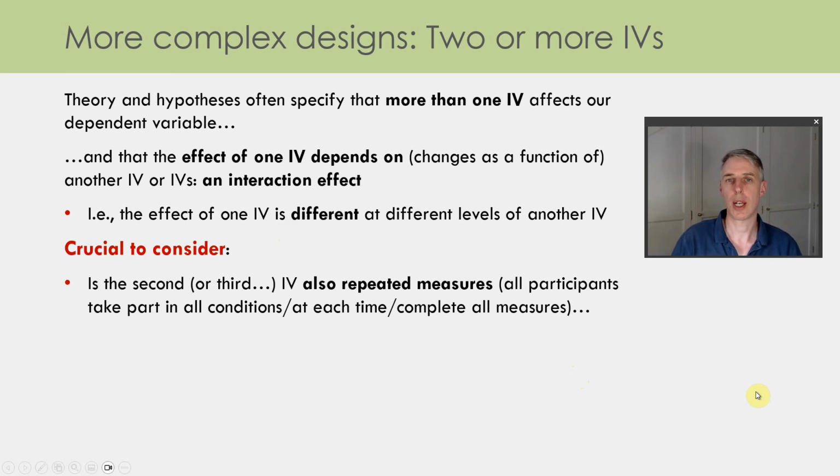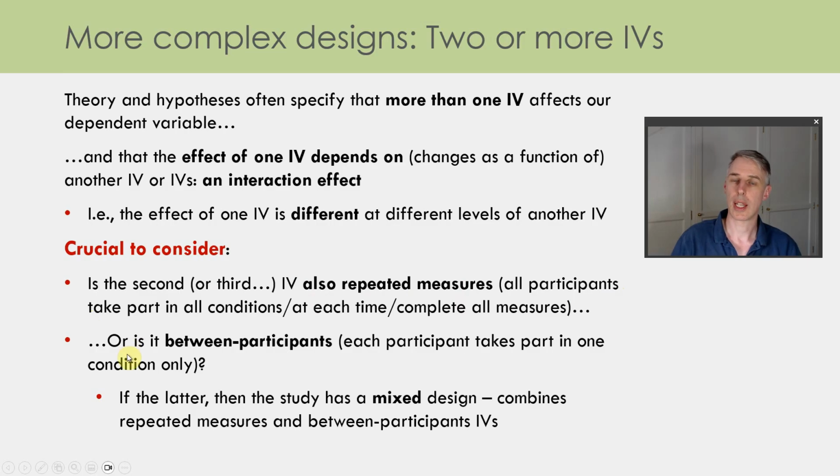Now, when it comes to setting up analyses for any study that has repeated measures elements, it's really crucial to consider whether that second or third independent variable also has repeated measures. In other words, all participants take part in all conditions or complete all measures. Or is our second or third independent variable actually between participants, so they take part in one of those conditions or levels only? If it's between participants, then we would refer to the study as having a mixed design: a design that combines both repeated measures and between participants independent variables.